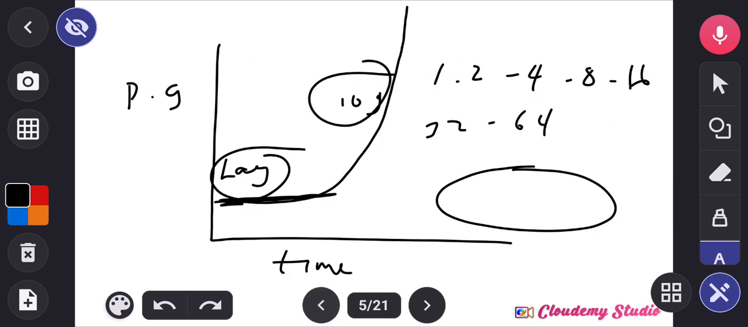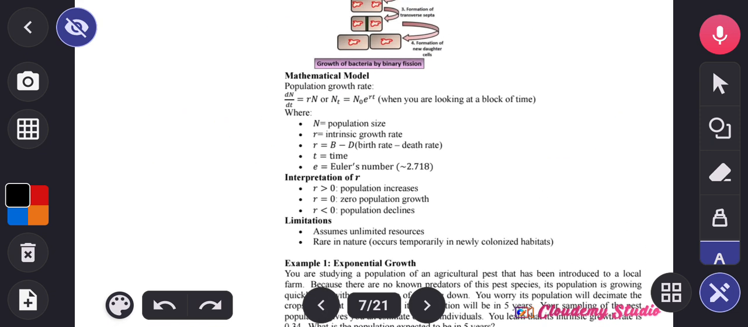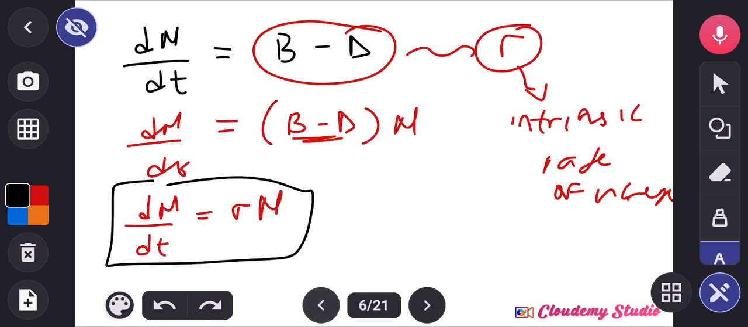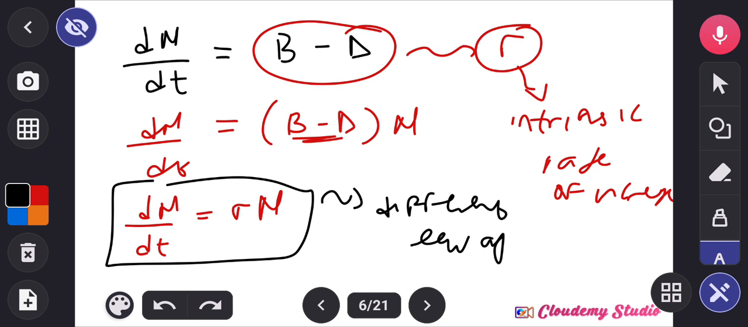Now, in this particular material, we have dN/dt equals rN. How do we come about N(t) equals N naught exponential rt? You know that this is a differential equation, and a differential equation is not suitable for describing exponential growth. Whenever you want to describe an exponential growth, you are going to use an integral form. So we are going to integrate both sides.